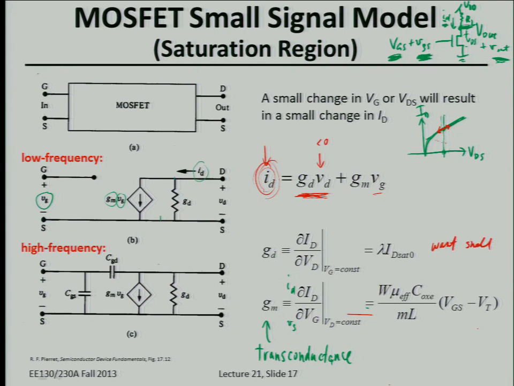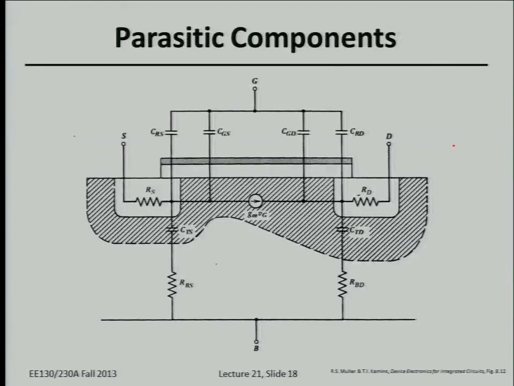In other words, we want this to be flat. Right? We want the change in the output current for a change in drain voltage to be small, to have maximum gain.